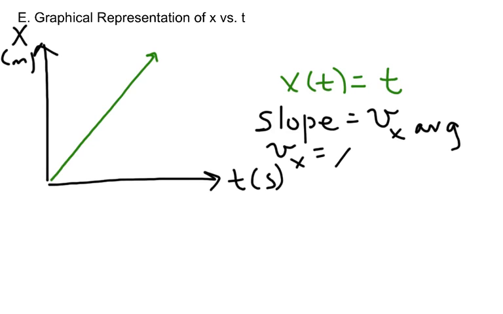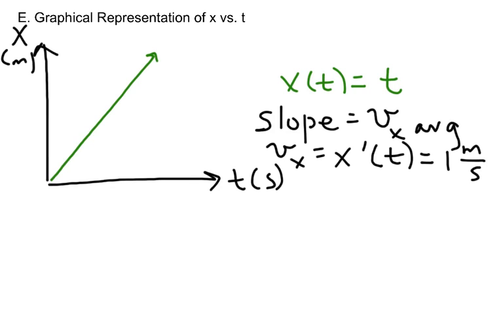And that is also the derivative of the equation. Now, what is the derivative of the equation t, where t is your variable? Well, that is simply just 1 meter per second.